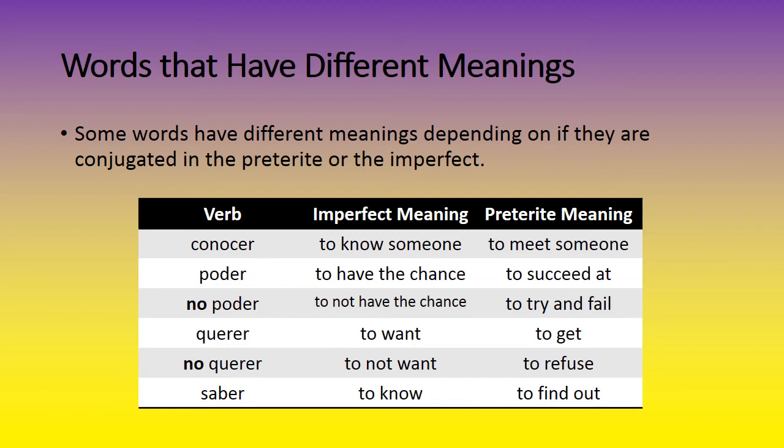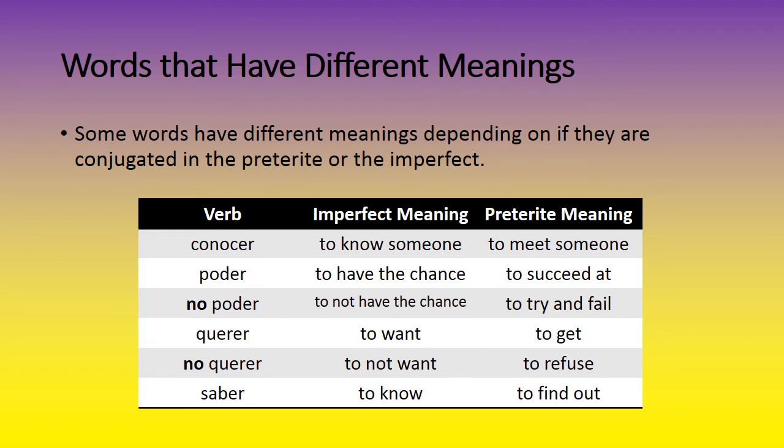There are also a few words that have a different meaning depending on whether they're conjugated in the preterite or the imperfect. The verb conocer means to know someone or something in the imperfect, but in preterite it means to meet someone for the first time. The verb poder in the imperfect means to have the chance or have the opportunity, but in the preterite it means to succeed at something.